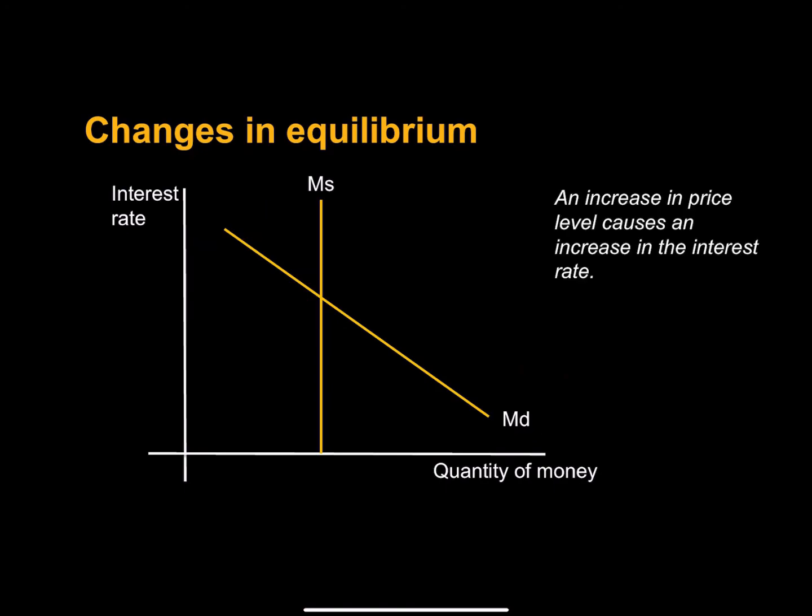One more. Let's try an increase in price level. Holding our real income constant, if we have an increase in the price level, we're going to have to keep more dollars in our checking accounts and in our wallets to purchase the same quantity of goods and services. Money demand is going to increase and our interest rate is going to increase.